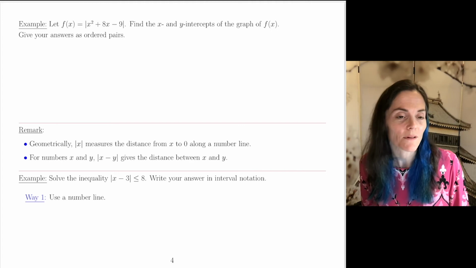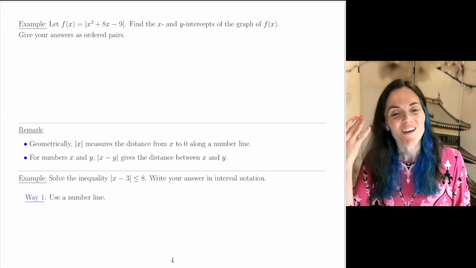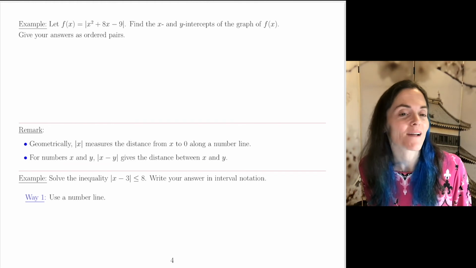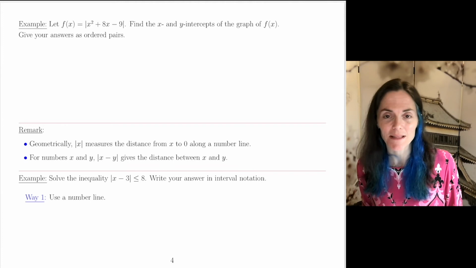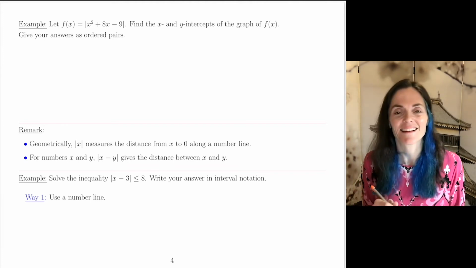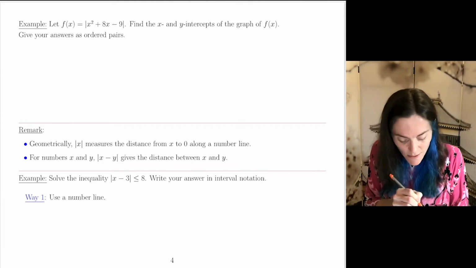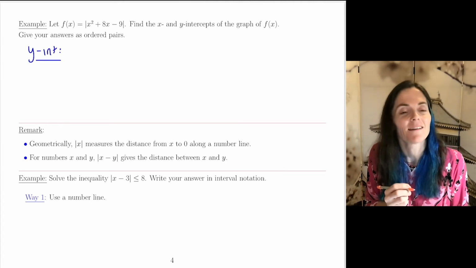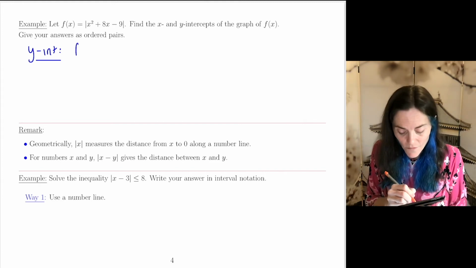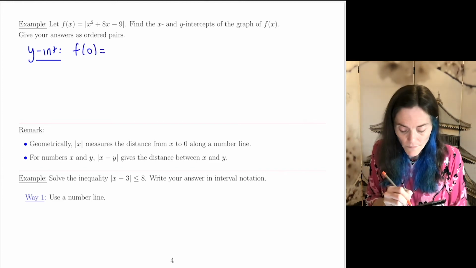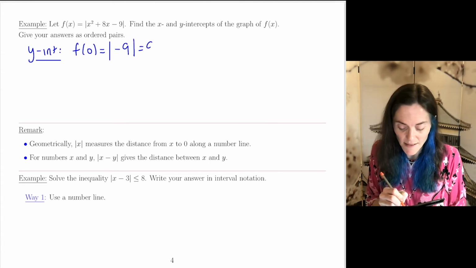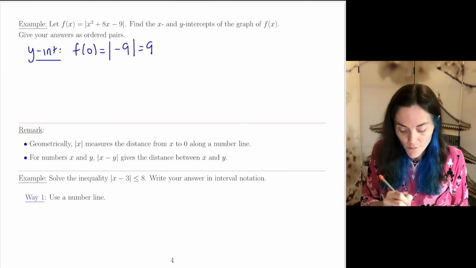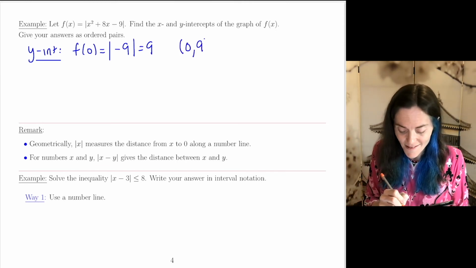This next example is great. We are going to find the x and y intercepts of the graph for this function. And we've practiced x and y intercepts in some of the exercises, but this is another example, and it's going to be a lot of fun. Let's do the y-intercept first, because this is typically easier. To get this, we just evaluate the function at 0. This will be the absolute value of negative 9, which is 9. So as a point on the graph, we get (0, 9).